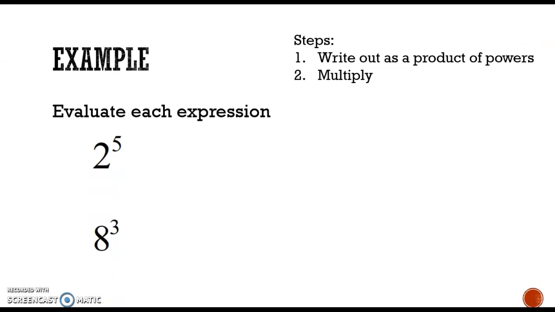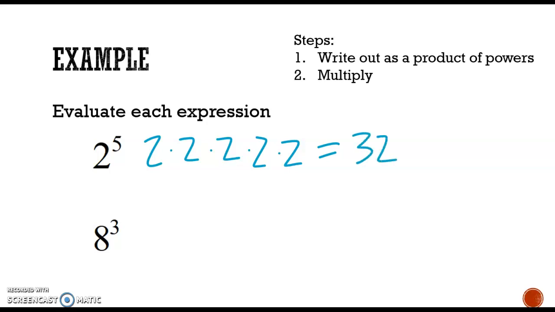Okay, so our 2 examples here, we have evaluate 2 to the 5th and 8 to the 3rd, or remember you can say 8 cubed. So 2 to the 5th means I am going to write out 2 times 2 times 2 times 2 times 2. And when I multiply that together, 2 times 2 is 4, times another 2 is 8, times another 2 is 16, times another 2 is 32. So our final answer is 32.